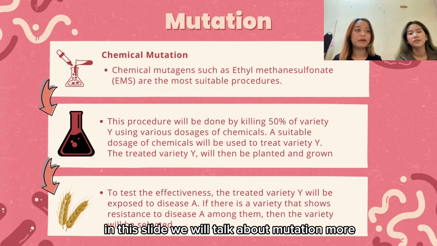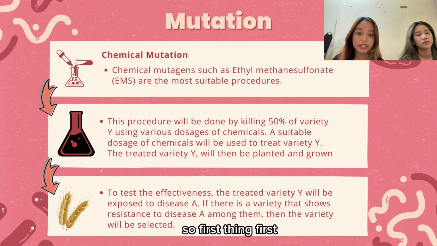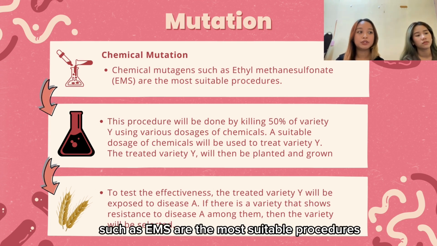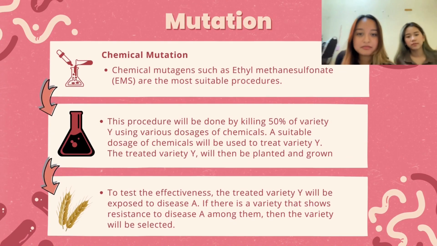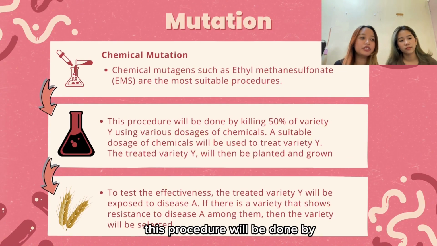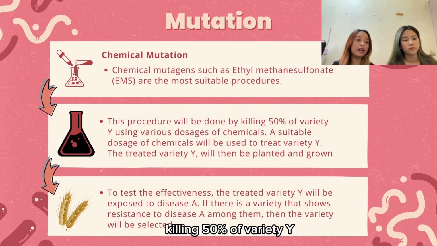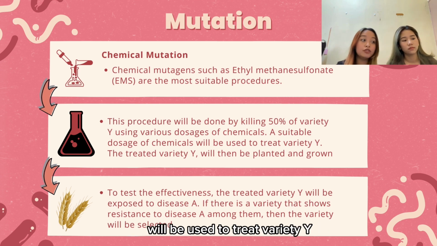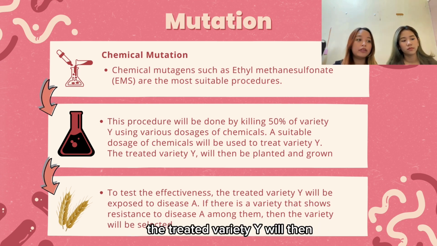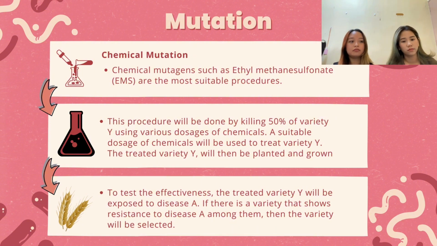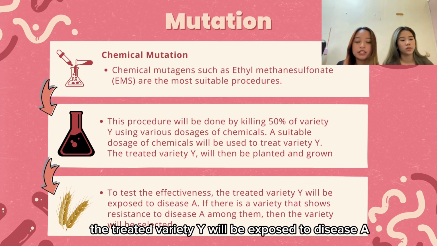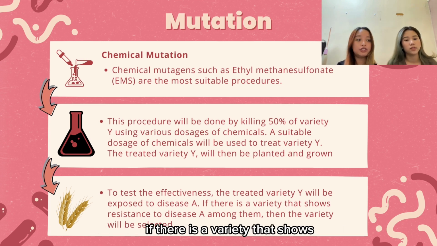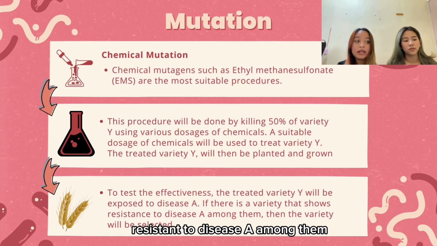In this slide, we will talk about mutation more. First things first, chemical mutation. Chemical mutation, such as EMS, is the most suitable procedure. This procedure will be done by killing 50% of the variety Y using various dosages of chemicals. A suitable dosage of the chemical will be used to treat variety Y. The treated variety Y will then be planted and grown. To test the effectiveness, the treated variety Y will be exposed to disease A. If there is a variety that shows resistance to disease A among them, then the variety will be selected.